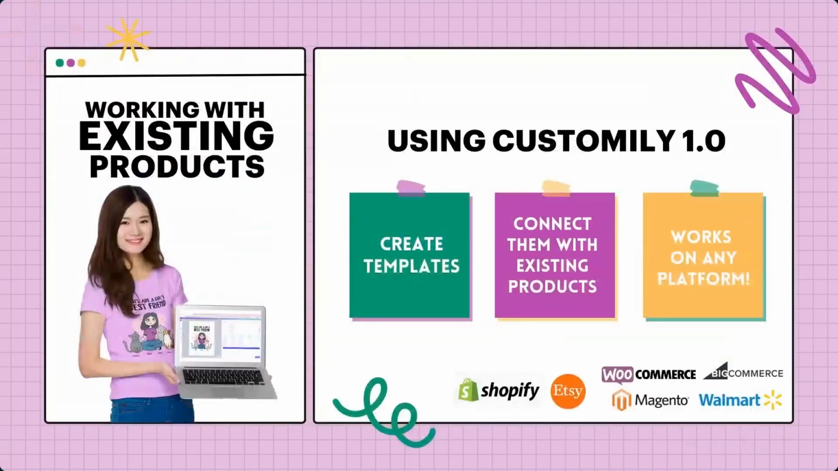If you're working with existing products, you will use what we call Customily 1.0. With this, you will be creating templates from scratch and then linking them to your existing products, all from the app itself. The options that your shoppers will use will be created automatically, so you don't need to worry about having to code anything. This direct way of using Customily is available for all e-commerce platforms that we integrate with, and you can see them on the slide as well as any custom coded store.